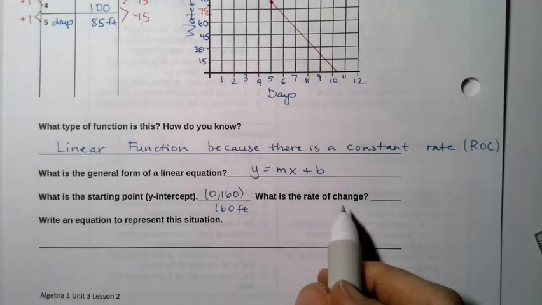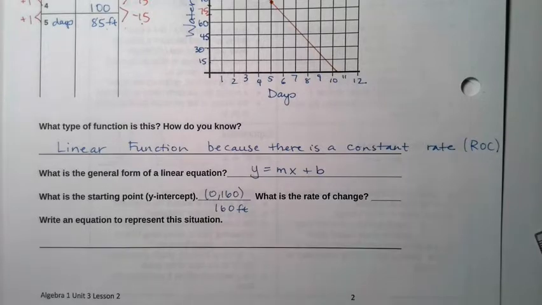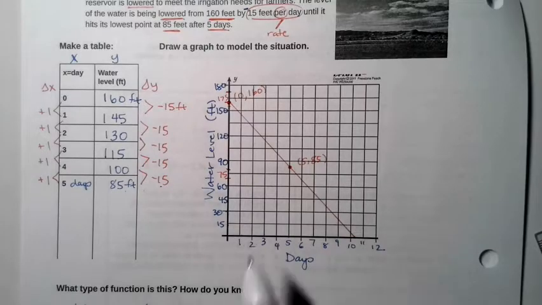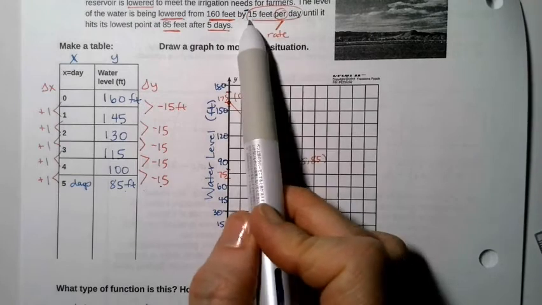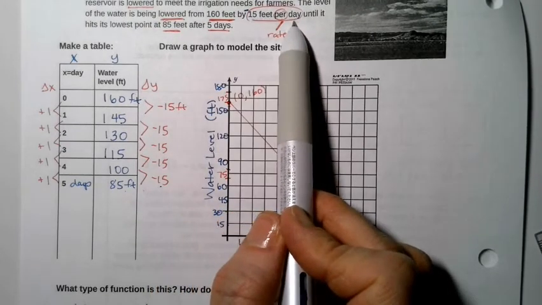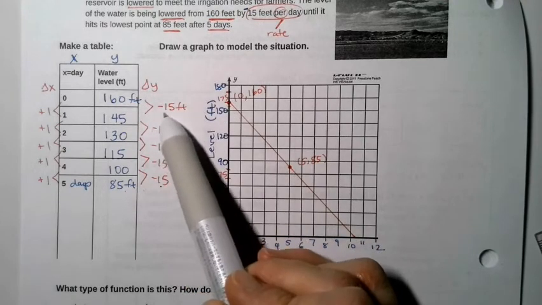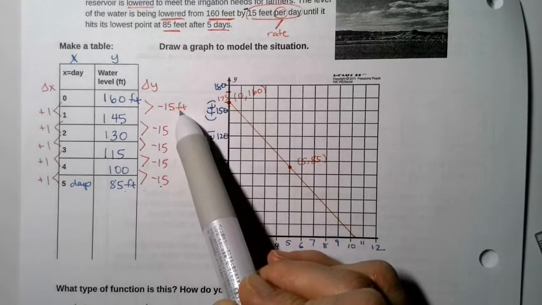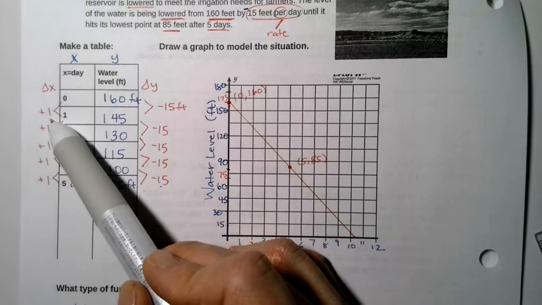What is the rate of change? Look above to see the rate. You can see that in two places. You can see it in the words that we are lowered by 15 feet per day, or you can see it in our table of -15, or subtract 15 feet for each day.